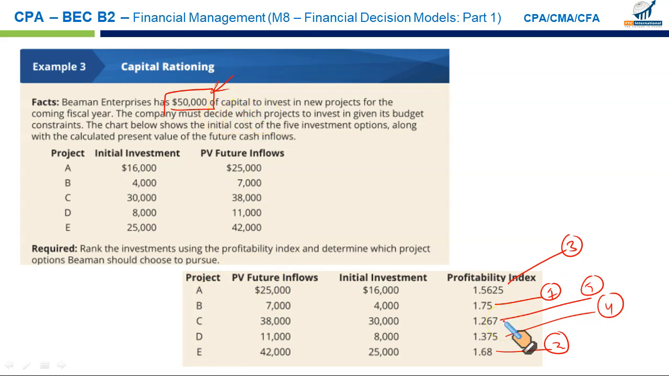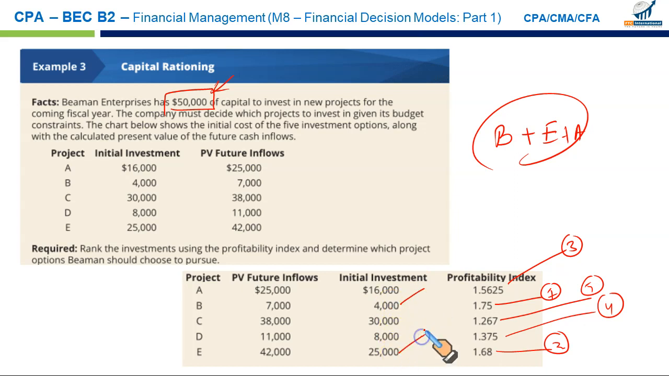So if you do a little computation, you would find that out of the funds available, we can take on B for 4,000. We can take on E 25, 29, and we can take on A 16, because these are the best projects we have. So they are possible to be undertaken within the funds available, and they also have the highest profitability index. This is how we rank, and this is how we select projects from different projects when we have limited funds. That's all for your M8 Financial Decision Models Part 1.